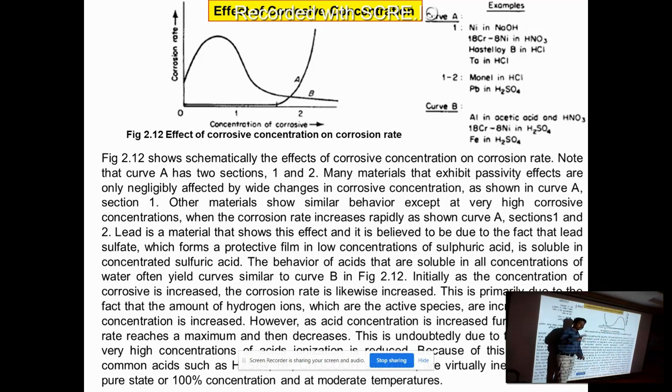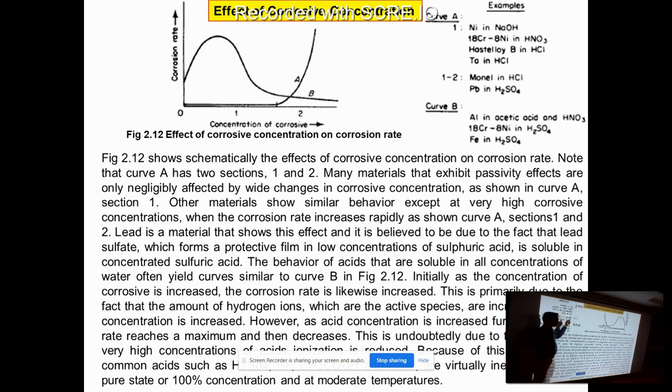Because after a certain concentration, the ionization will stop. The ion formation will stop. So there won't be any corrosion. So that is the case of B. But for cases like case A, initially if I increase the concentration of the corrosive, there won't be any corrosion. Passive mode and then active mode. So curve A, section 1, section 2, sections 1 and 2 for curve A. Look at here: Monel in HCl, lead in sulfuric acid.